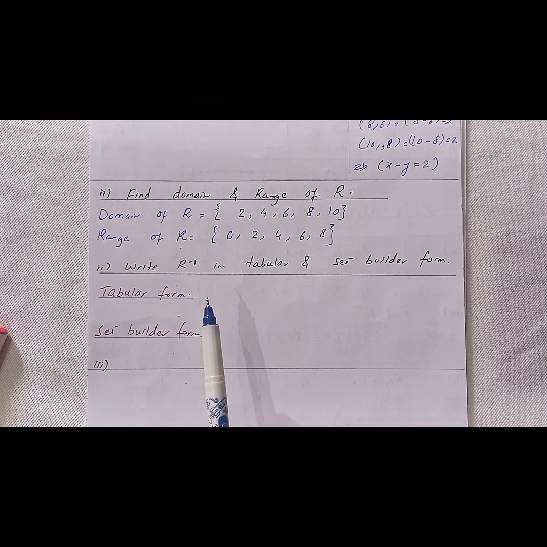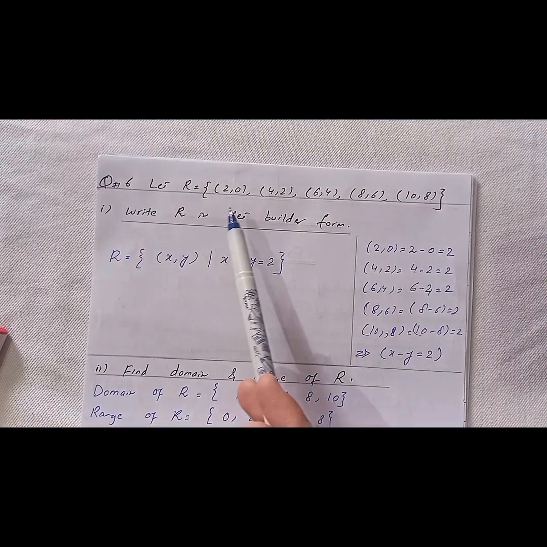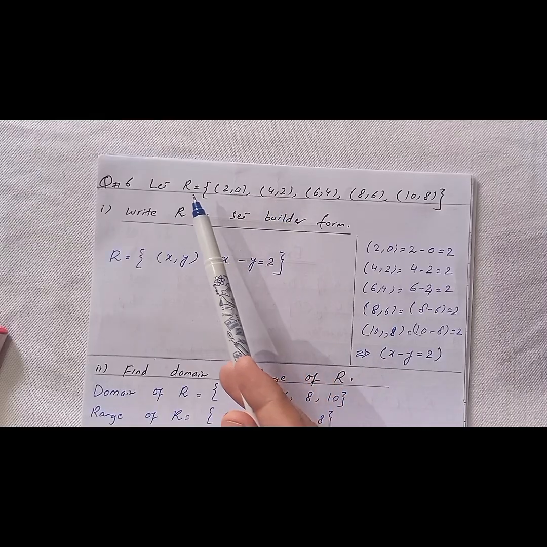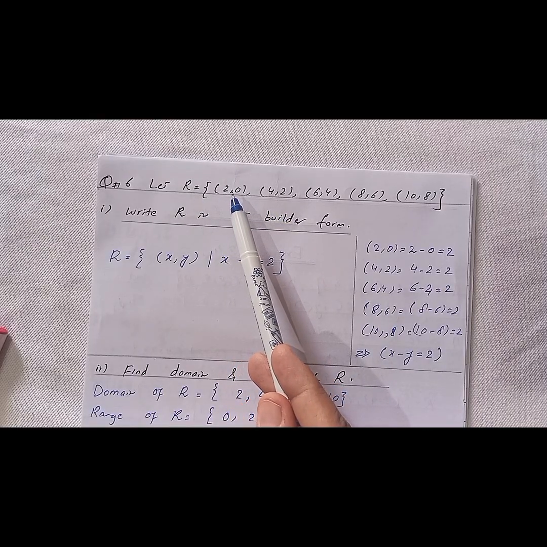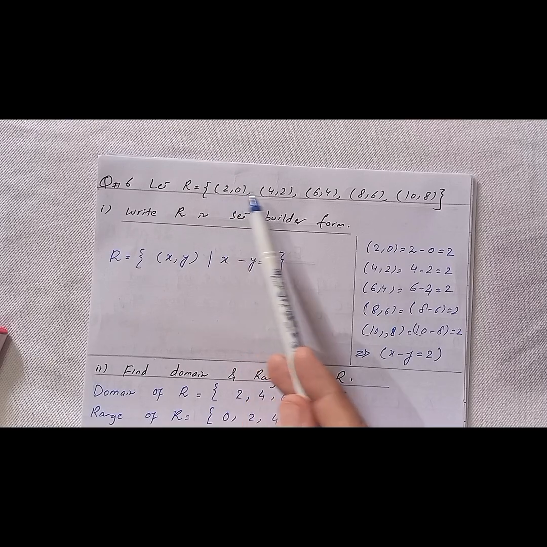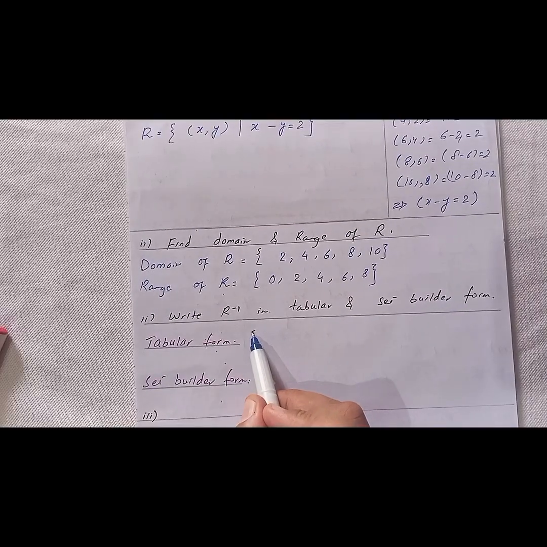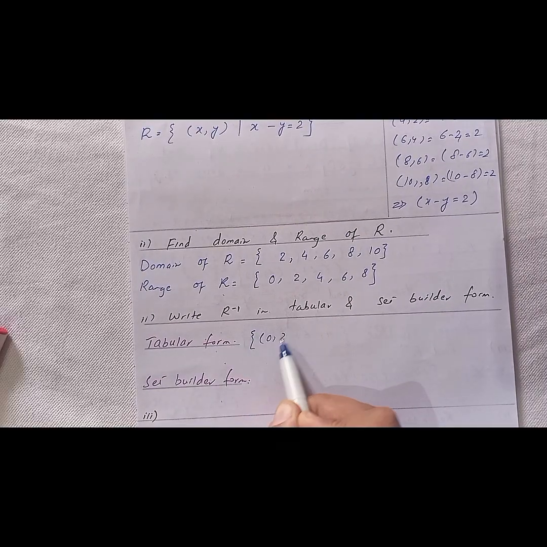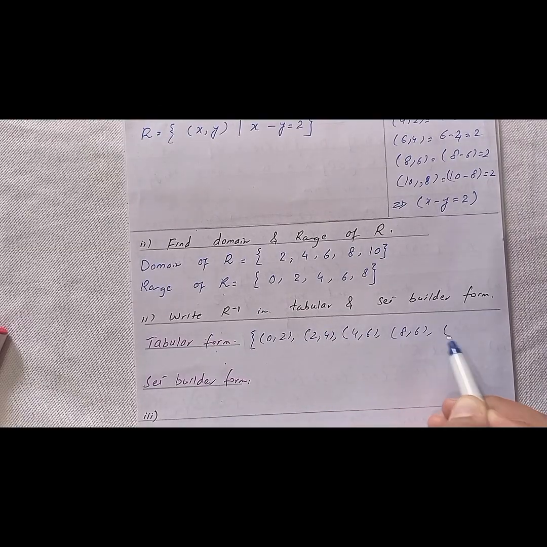In the next part we have to write R inverse in tabular and set builder form. So in tabular form, as in the question, R is written in tabular form. To find R inverse we have to interchange the positions of the elements, like we have to interchange the domain and range of each ordered pair. So we write R inverse in tabular form as (0, 2), (2, 4), (4, 6), (6, 8) and (8, 10).